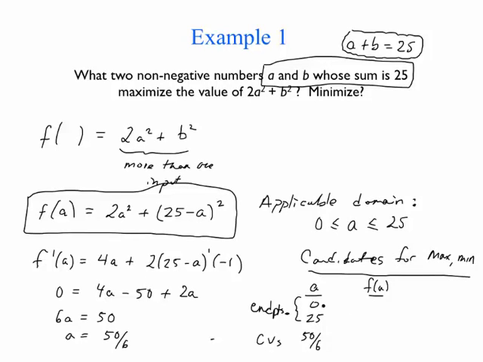Okay, so f of 0 I think is 625. Check my math. Is that right? Yes. And then this is 1250. And then this one I can't do in my head. So 50 over 6. We're going to put that in.